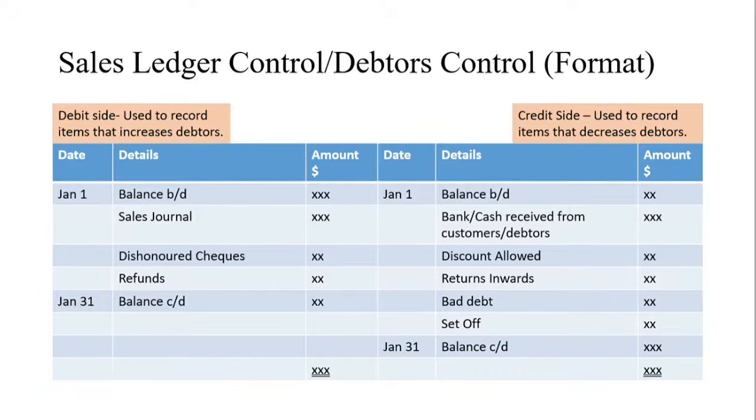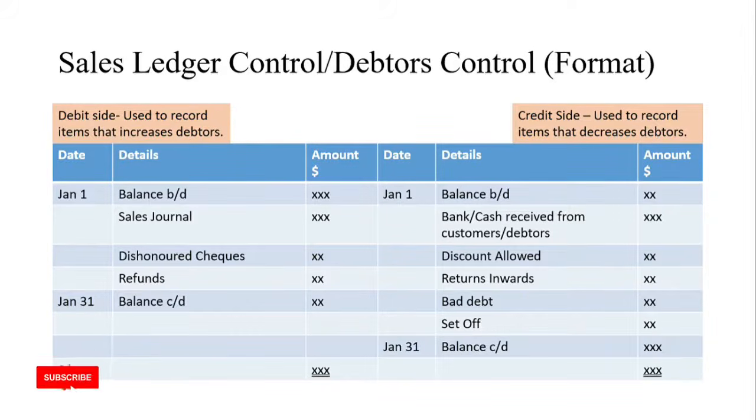Maybe their business goes bankrupt, or God forbid, they die, then the debt would be bad. They can't pay it back. And then we have this term here, set off. Very important term. Now set off is when, like in this case, we owe some of our debtors money, and obviously they owe us money.